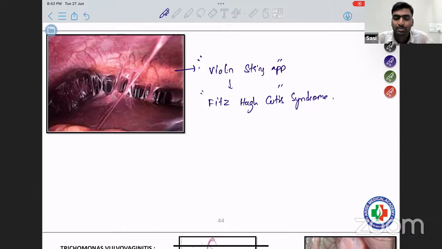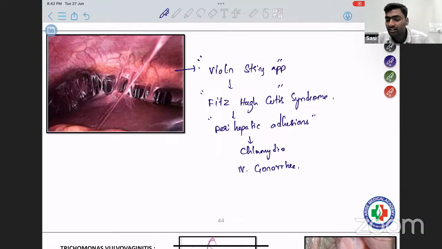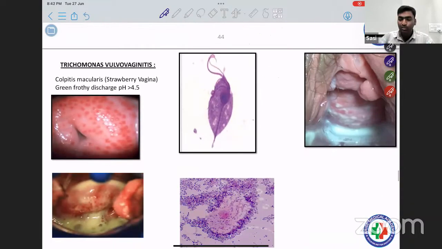Which organism is responsible for this syndrome? Yeah, we know it is actually the perihepatic adhesions, which is due to infections mostly with chlamydia and Neisseria gonorrhea. Fine. Just remember these 2 points about these 2 syndromes. We'll move on to the next few of the PIDs.